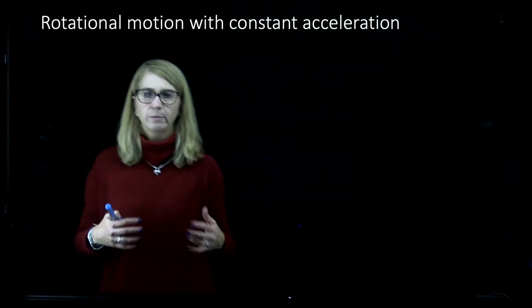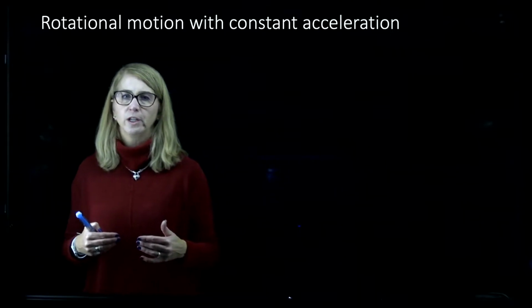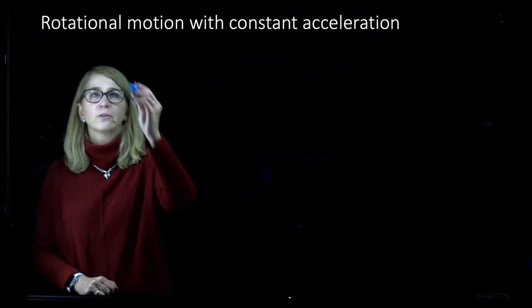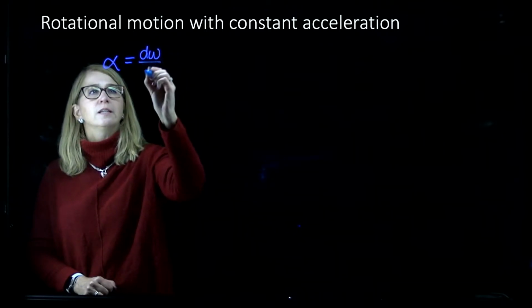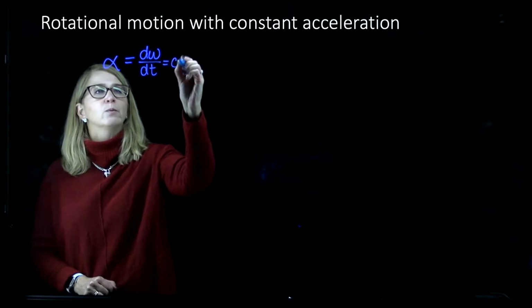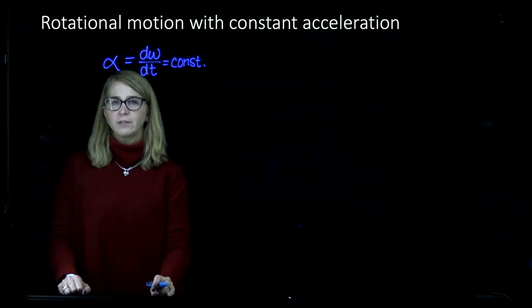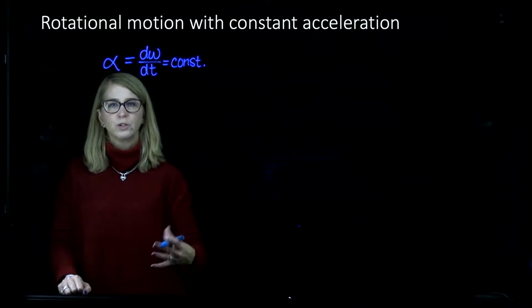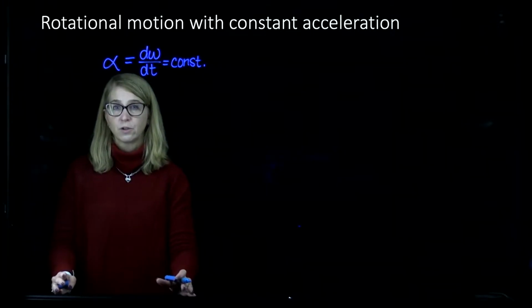Okay, as I promised, I'm going to talk about the equations that describe rotational motion when the angular acceleration is constant. So let's go back to our definition. Alpha is our angular acceleration. It's d omega dt, and we're going to say that it's a constant value. So we're going to start with this assumption that alpha is a constant. I'm just going to use the symbol alpha, and we'll think of it as some number. We don't know what it is. It depends on our problem.